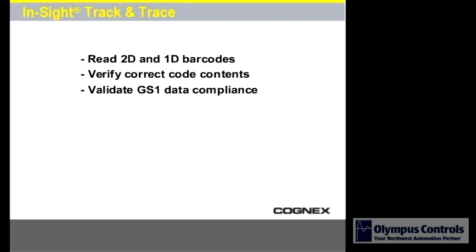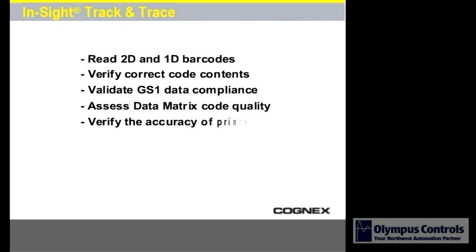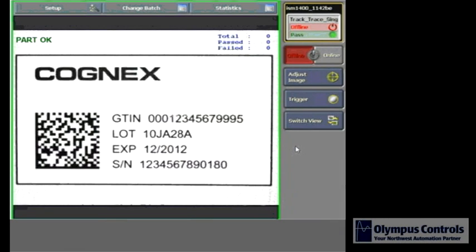With the InSight Track and Trace product, as I said, you can use the 2D and 1D barcodes. You can also verify the correct code contents. You can validate the GS1 data in the 2D matrix or 1D code. You can assess the data matrix code quality, meaning you can grade it with an A, B, C, D, or a failure. You can verify the accuracy of the printed text, and you can also detect label misalignment on your product. Here's the typical application that we're talking about. You can see the 2D matrix as well as the human readable code that's generated inside the 2D code.